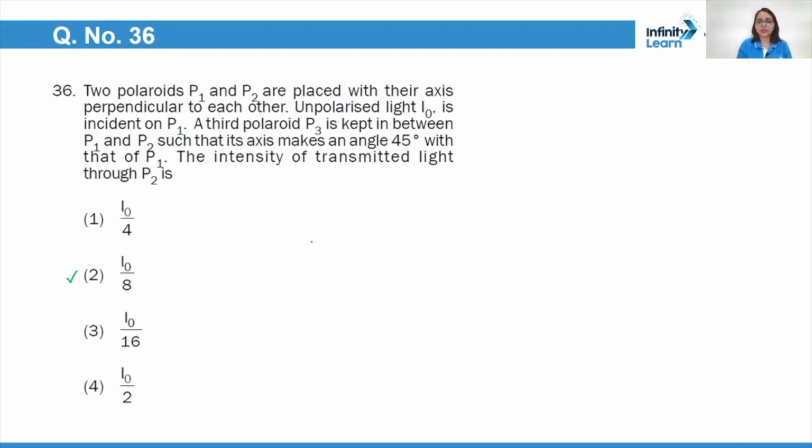We have two Polaroids P1 and P2 placed with their axes perpendicular to each other. Unpolarized light I naught is incident on P1. The third Polaroid P3 is kept in between P1 and P2 such that its axis makes an angle 45 degree with that of P1. The intensity of transmitted light through P2 will be. So I1 will be I naught by 2, and I2, the intensity through P3, will be I naught by 2 into cos square 45 degree, which is I naught upon 4.